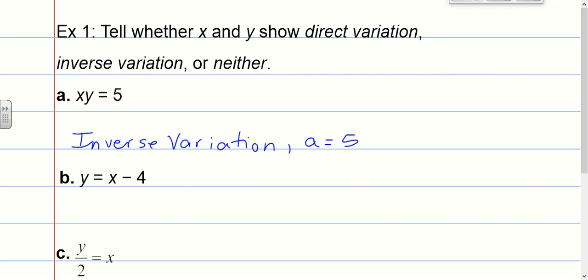So a equals 5. If we look at b, y equals a minus 4. Well, the inverse variation and direct variation both, neither one of them have a plus or minus anything. So this one is going to be a neither because it has minus 4.